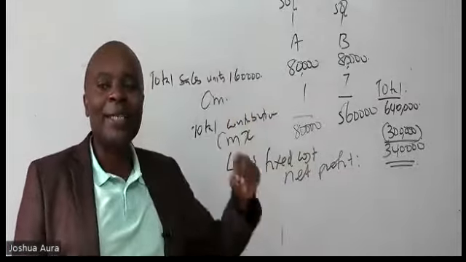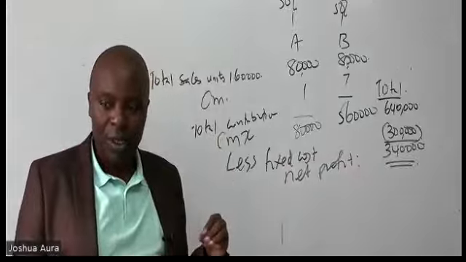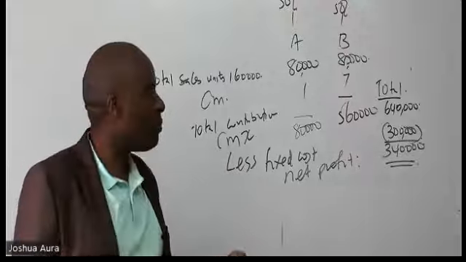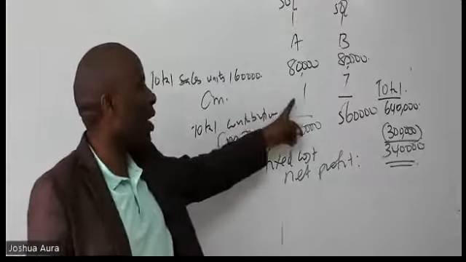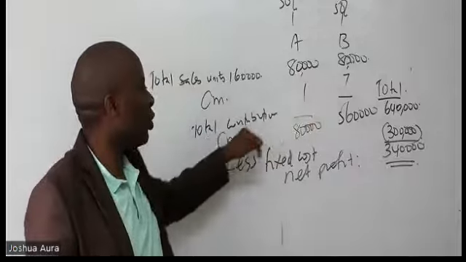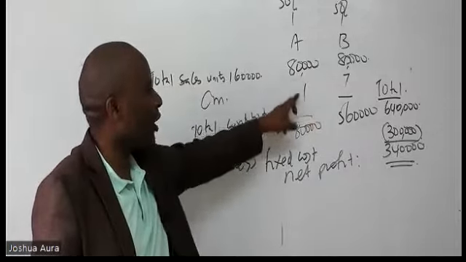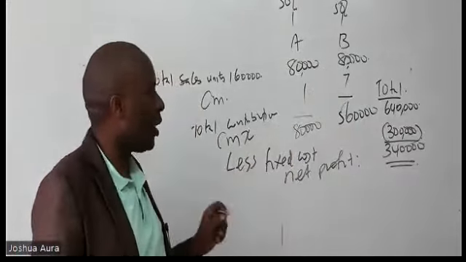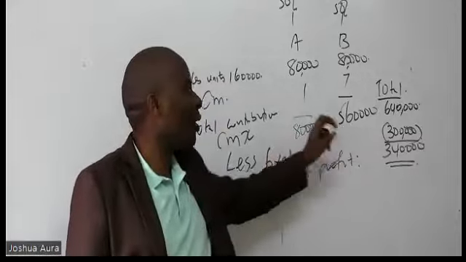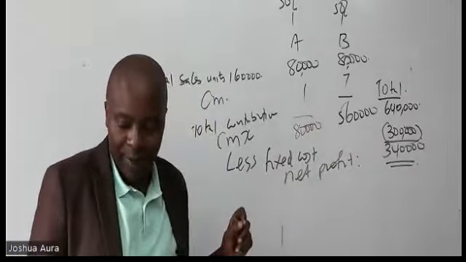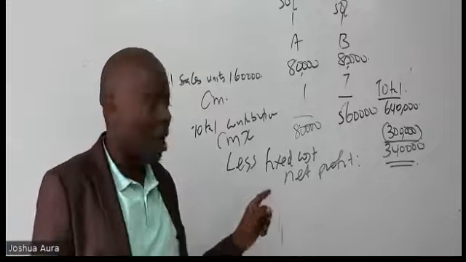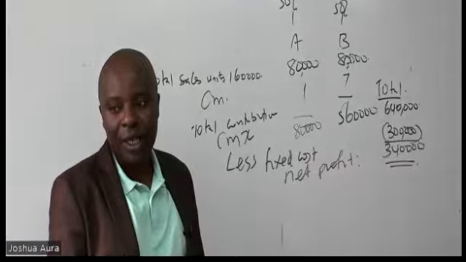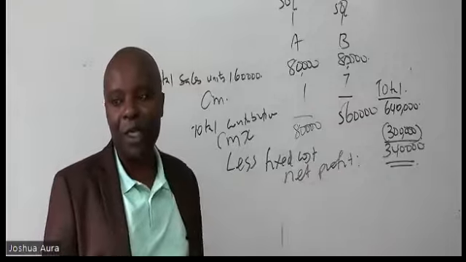The contribution margins will not change. Those ones will remain the same. Contribution margin for A is 1, for B is 7. So I was able to get the total contribution by taking this times the contribution margin. This gave me 560. Then I added the two, which gave me 640,000. And then I subtract our fixed cost. Fixed cost of how much here? 300,000. So I was able to arrive at a new net profit of 340,000.